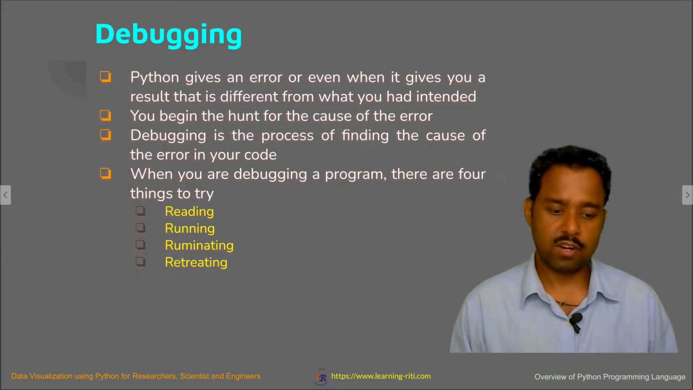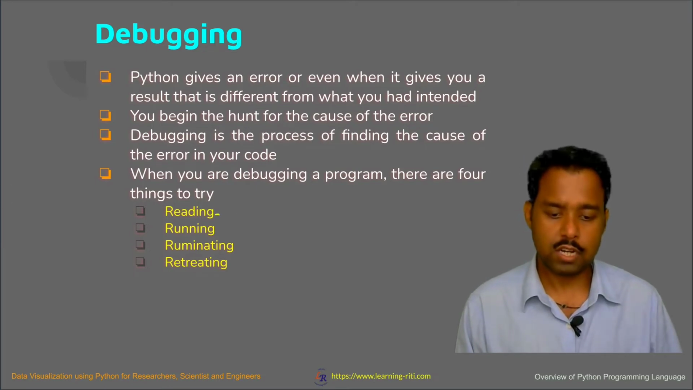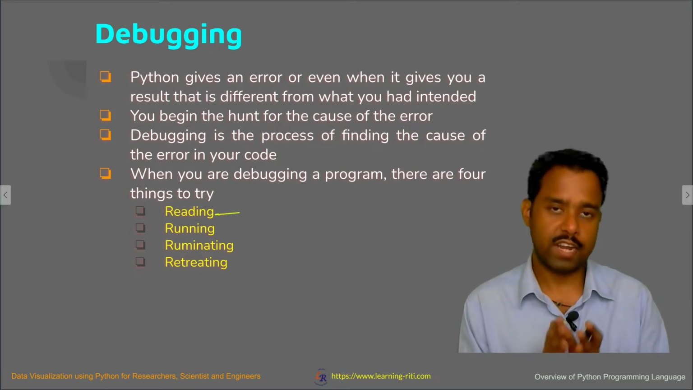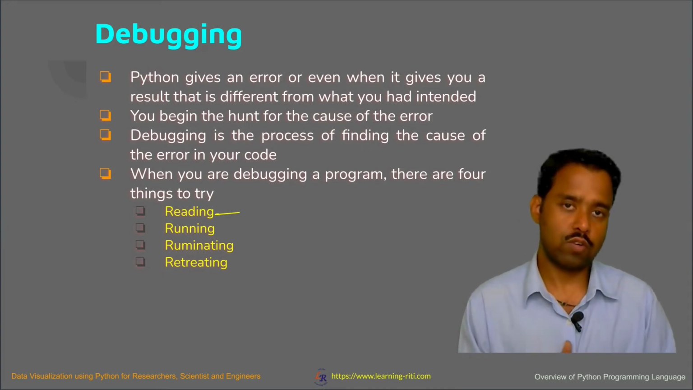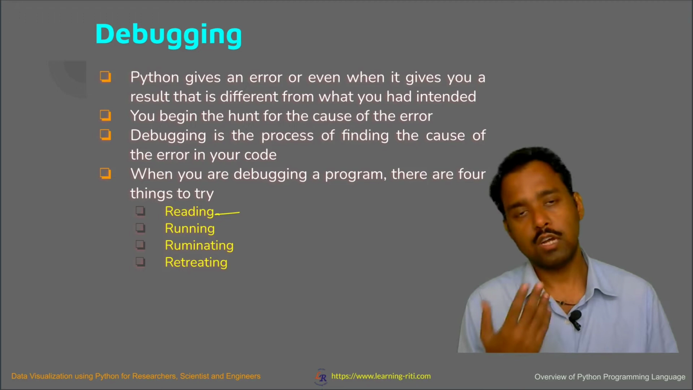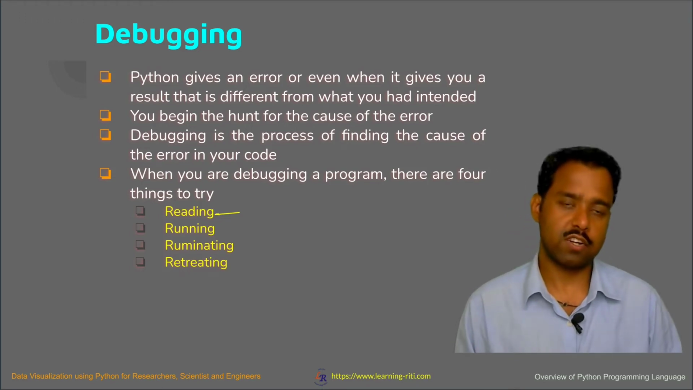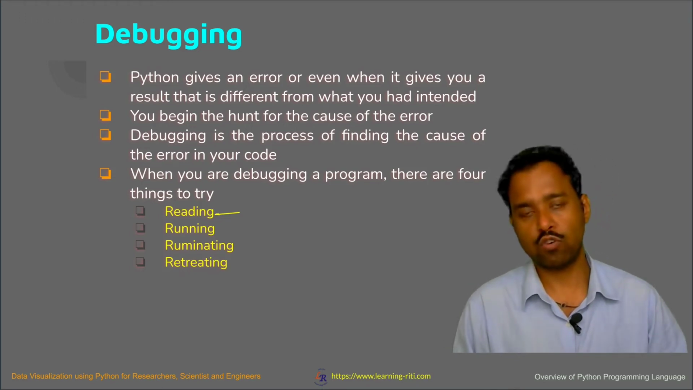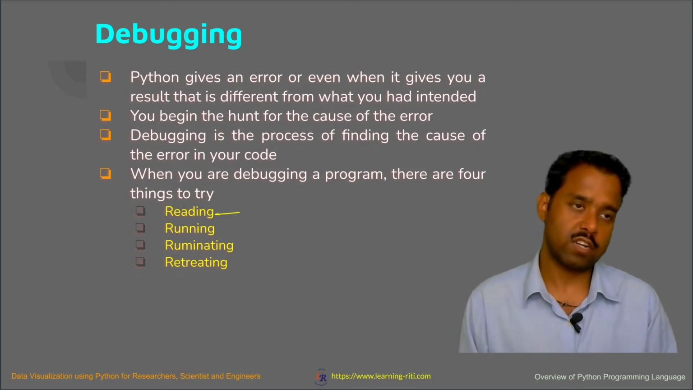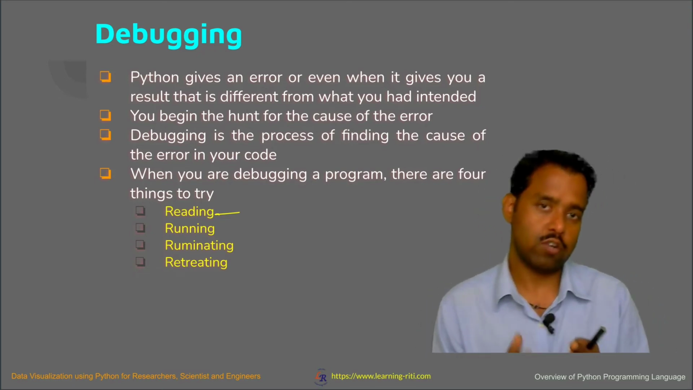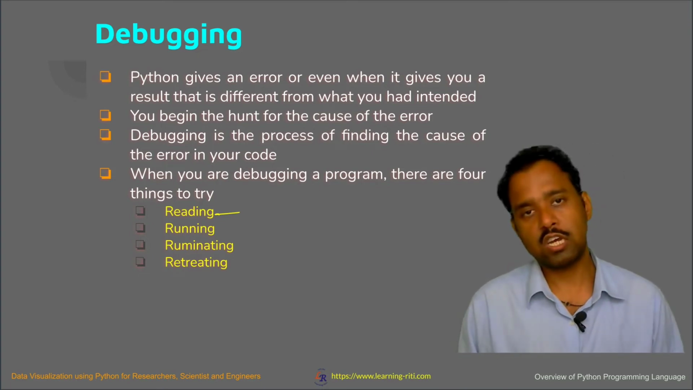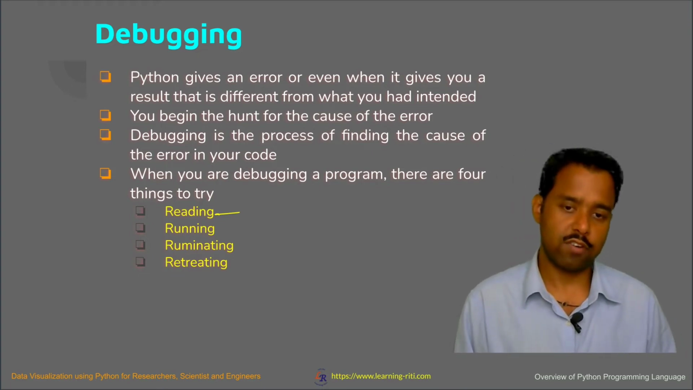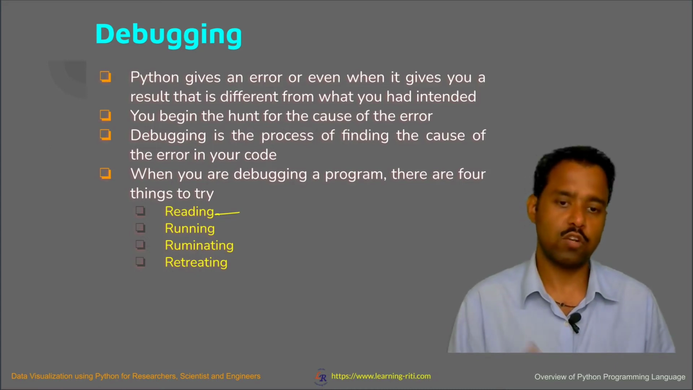When you are debugging a program, there are four things you should try. First thing is reading. It means that you go through the same code again and see where the problem is, whatever mistake you have made. First of all, you go for the error message you are getting. Python does a very good job. It points towards the line where the error occurred, so look at it. What kind of error is it? Is it a logical error or a syntax error? You will get some starting point there, and then you can resolve it.